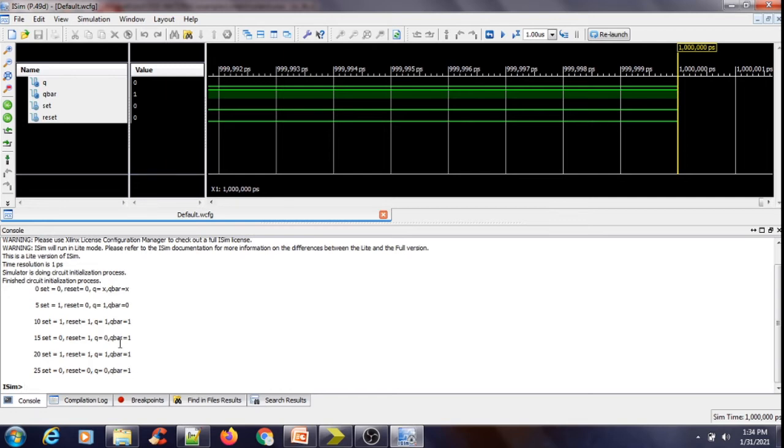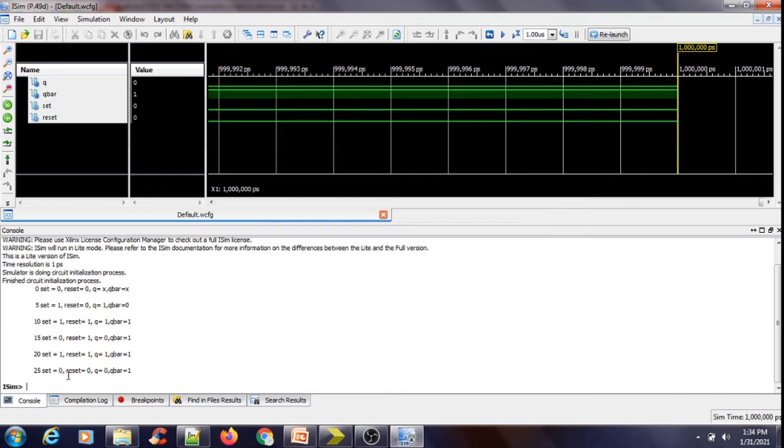So what is the previous state output? Set equal to 0, reset equal to 1, I got the outputs q equal to 0 and q bar equal to 1. So this previous state output is generated when set equal to 0 and reset equal to 0. That means it is nothing but the truth table of the SR latch. The output is following the truth table of the SR latch.